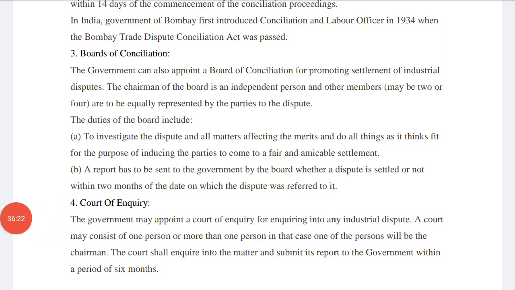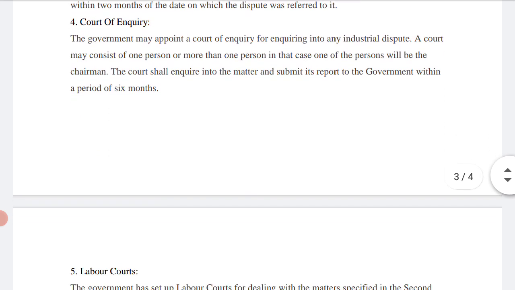Okay, then the court of inquiry. The government may appoint a court of inquiry for inquiring into any industrial dispute. See, court of inquiry is another body appointed by the government to have an inquiry of such type of industrial dispute. A court may consist of one person or more than one person. In that case, one of the persons will be the chairman. Means this court is of one or more than one people.